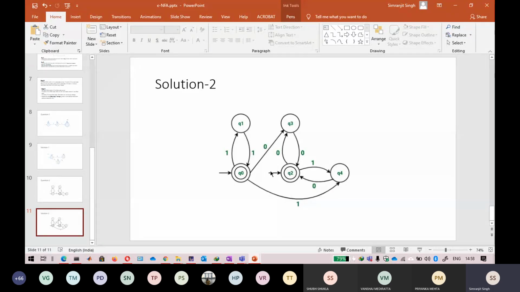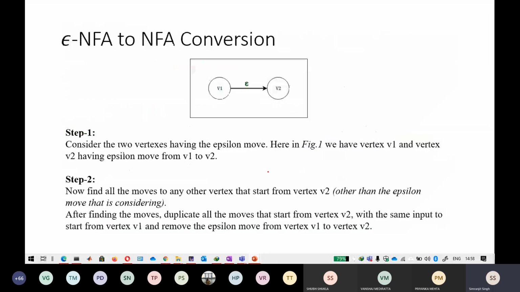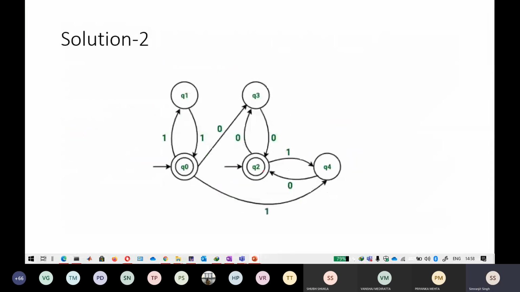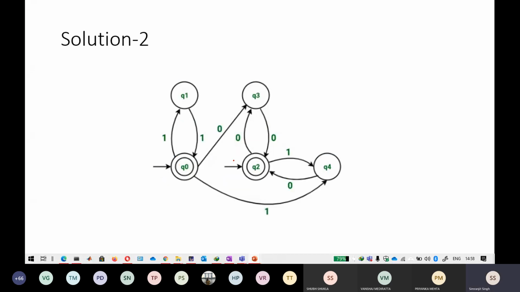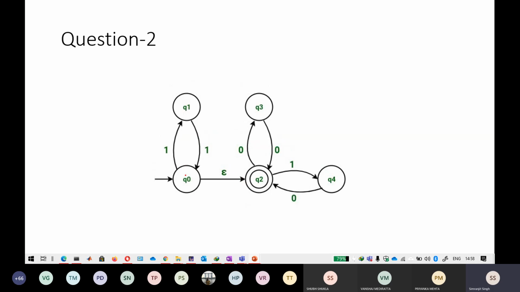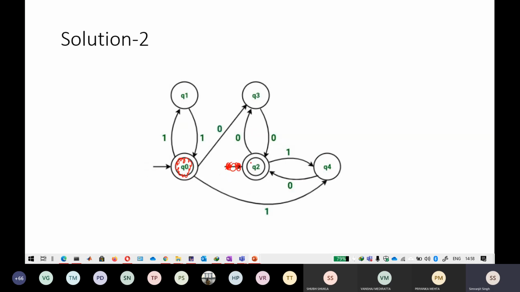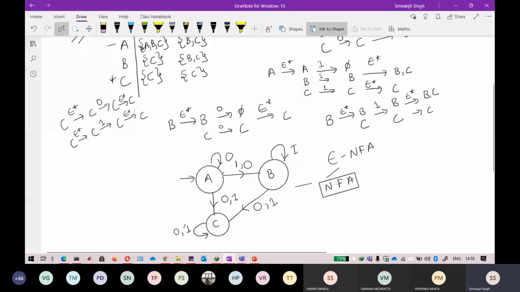Let me just tell you what the mistake is. First, there can be only one initial state, but it is taking us to two initial states. So from the start here, the initial state is Q naught. This is not an initial state. Keep that in mind. In the same way, this is not a final state. In the previous one the final state is Q2, so the final state will be Q2 here as well. This is for you to try at home.